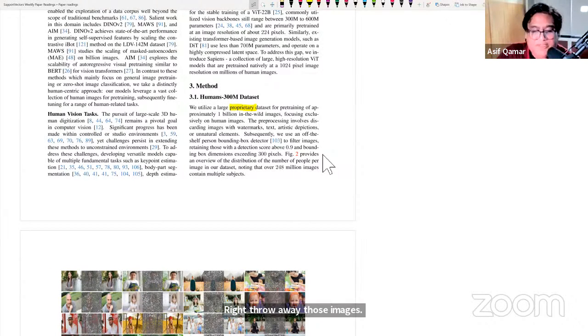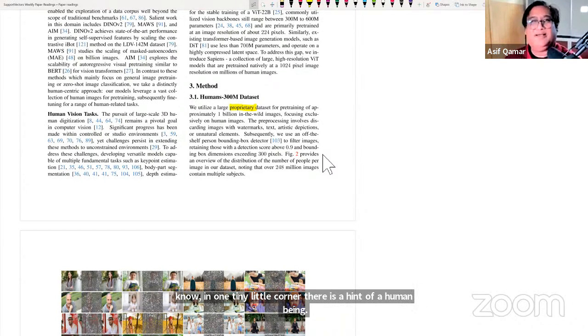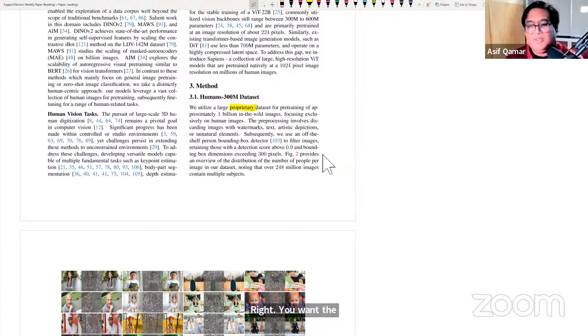Subsequently, we use an off-the-shelf person bounding box detector to filter images, retaining those with a detection score above 0.9 and bounding box dimension exceeding 300 pixels. See, guys, if you take a 1,000 pixel image, it is not about a human being if in one tiny little corner there is a hint of a human being. You want the human being to occupy a substantial part of the picture. And also, your confidence that it is a human being should be something like 90%. You should have fairly high confidence or detection score that it is a human being sitting there in the image.